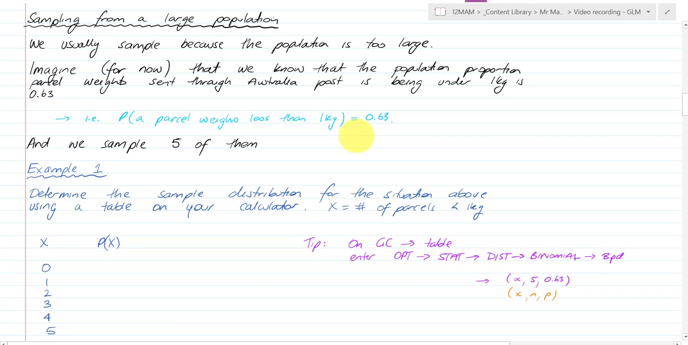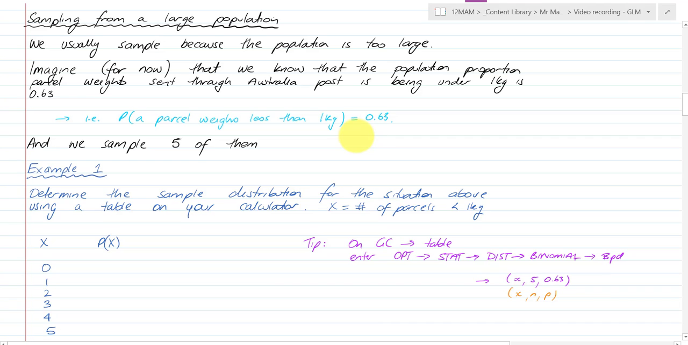Imagine that we know the population proportion of parcel weight sent to Australia Post of being under 1 kilogram is 0.63. So 63% of parcels sent by Australia Post are under 1 kilogram. You notice with this example again we've made it binomial, which is important. Your attribute is a question being asked to make it a yes-no thing: is it under a kilogram or is it not? If instead we're just looking at a scale of how much it weighs, it changes the approach that we would take. So for now we've just got that success-failure coming back in.